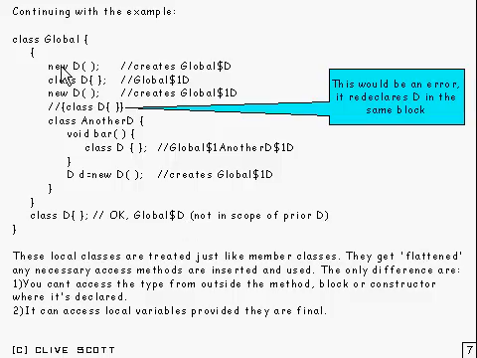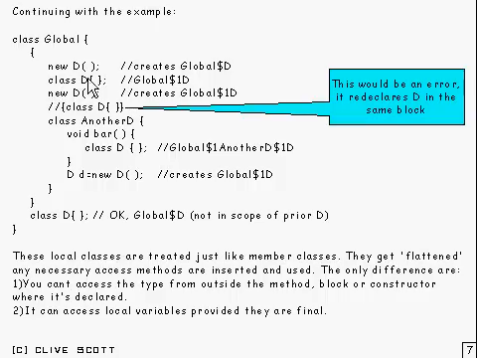And here we go. The first thing in here, new D, is going to create a new D, and the one it creates will be global $D. That's because the scope of this, being a member, of course, has got a member scope, so it goes right from the beginning to the end of the class. So that's why it picks up that one.